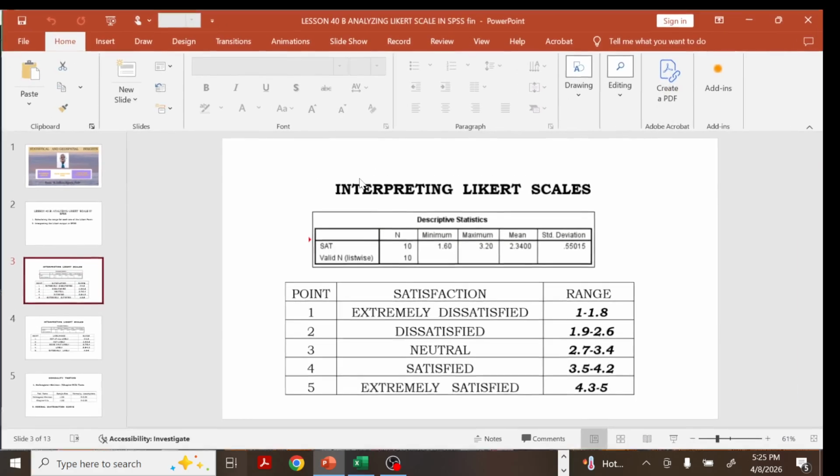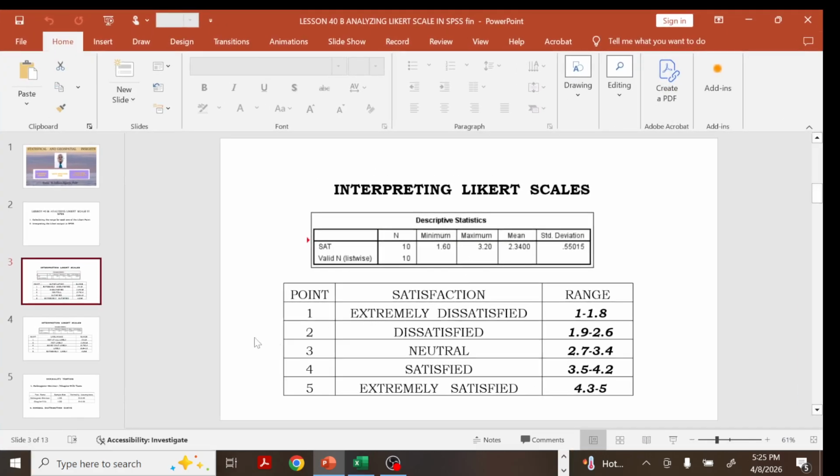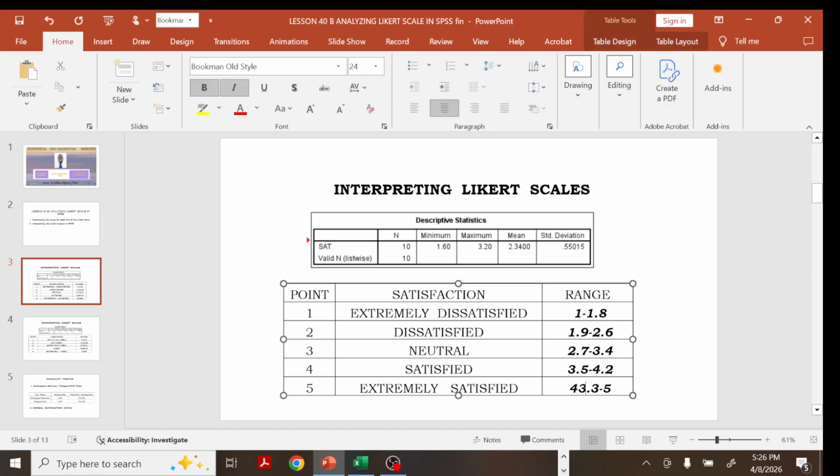I've transferred them here. For example, in the case of the satisfaction question, extremely dissatisfied is 1 to 1.8, dissatisfied is 1.9 to 2.6, neutral is 2.7 to 3.4, satisfied is 3.5 to 4.2, and extremely satisfied is 4.3 to 5.